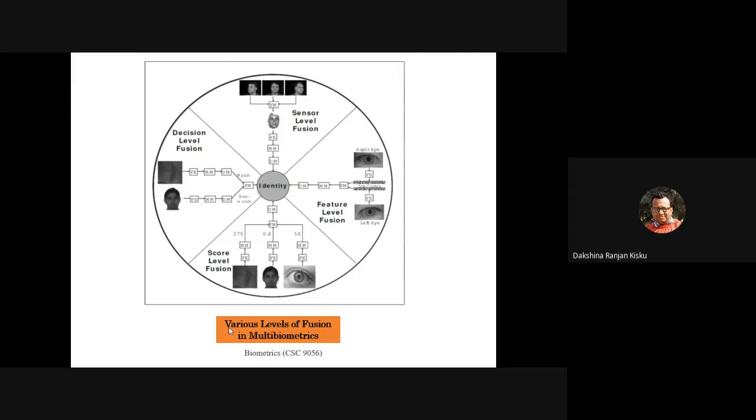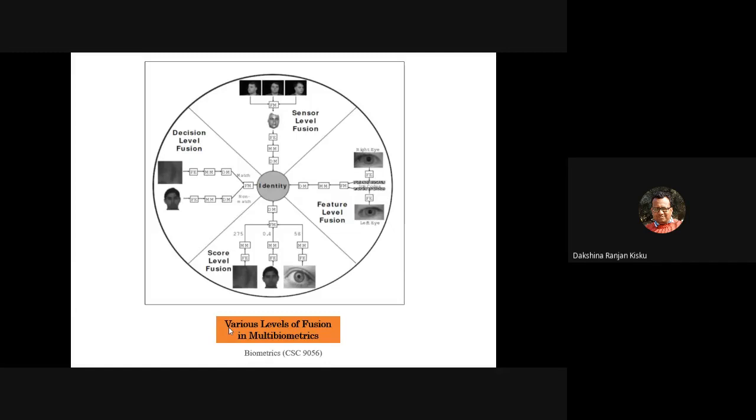So we can use the OR rule, we can use the AND rule. When you use the OR rule, that means if either one of the biometric systems is accepted by the fusion module, then that consolidated information will be verified for determining the identity of the person or identity of the subject.